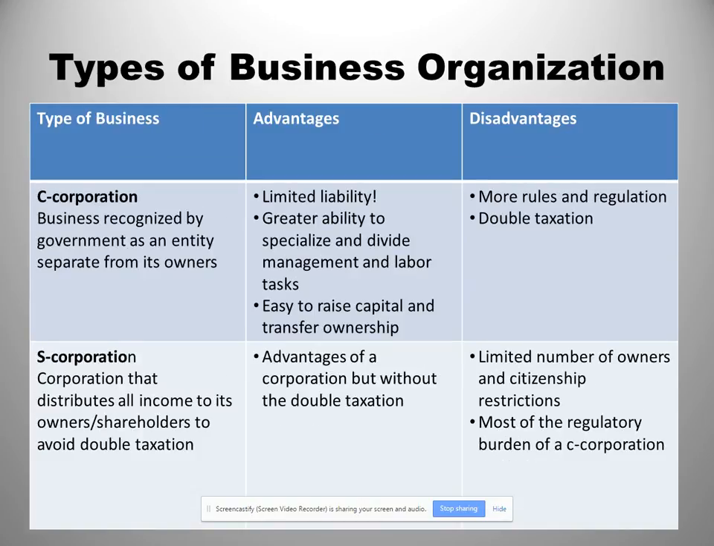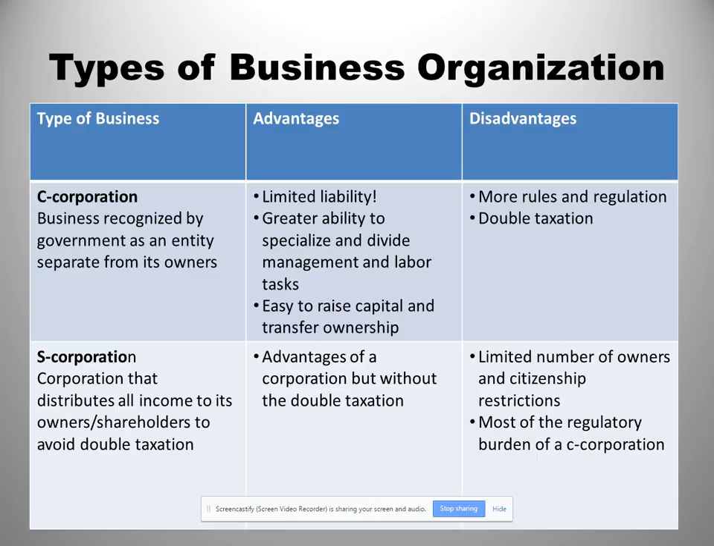Enter corporations. The big advantage: there are two kinds, C corporation and S corporation. Most large, publicly traded, well-known corporations are C corporations, and they have limited liability. The company may be liable, but the individual owners are not. If I owned BP stock, I was not personally liable for the billions of dollars in damages that BP had to pay when they had the oil spill in the Gulf.